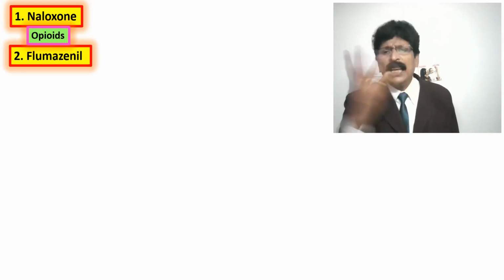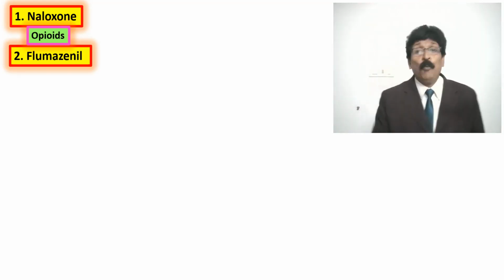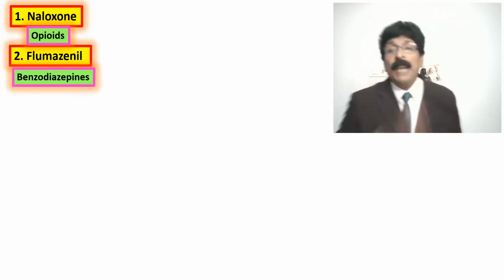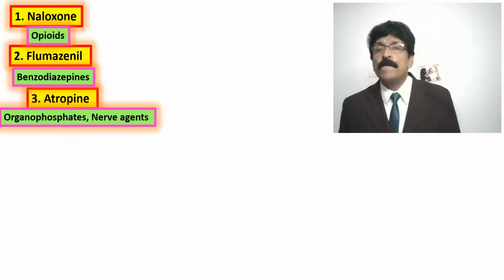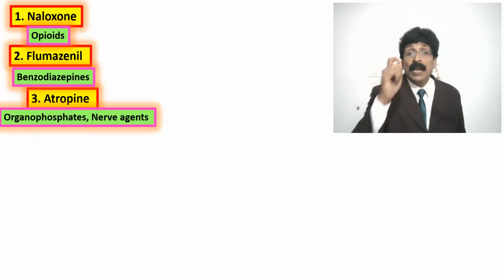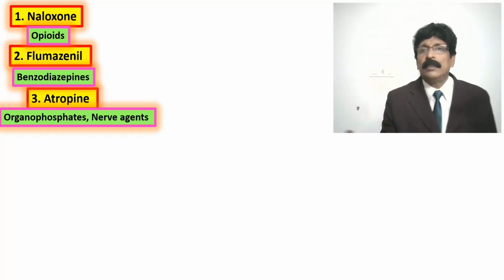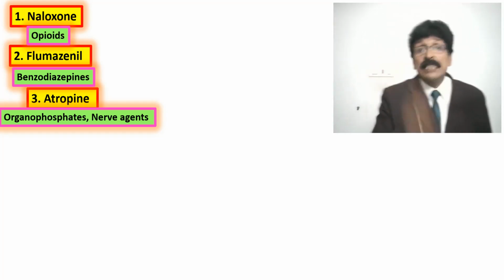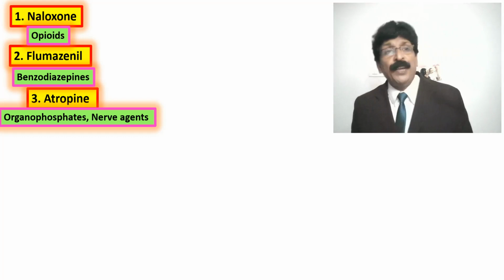Two, clinical use, flumazenil is used for benzodiazepine poisoning. Atropine is used for organophosphate, nerve agents, nerve block agents, organophosphorus substances, most commonly used in pesticides. Atropine is the choice for the antidote.